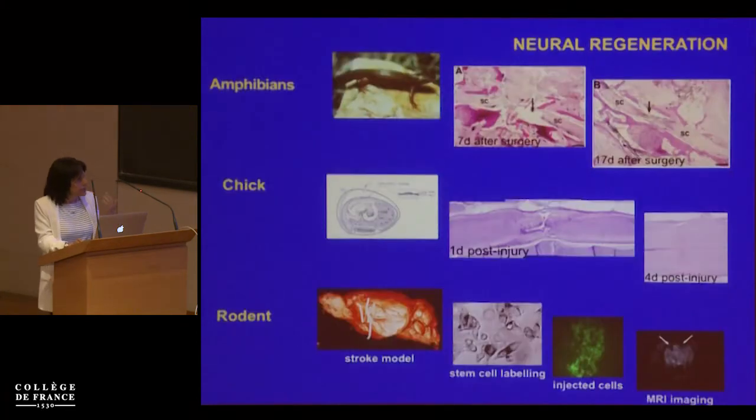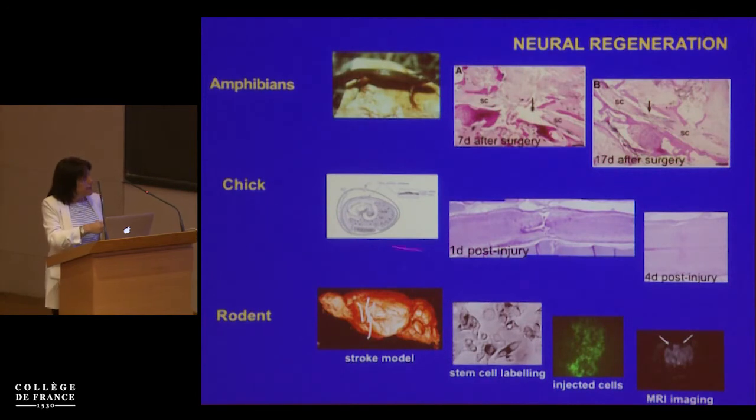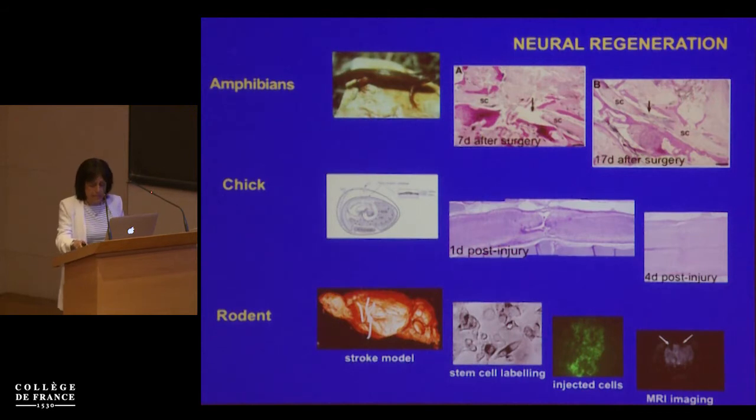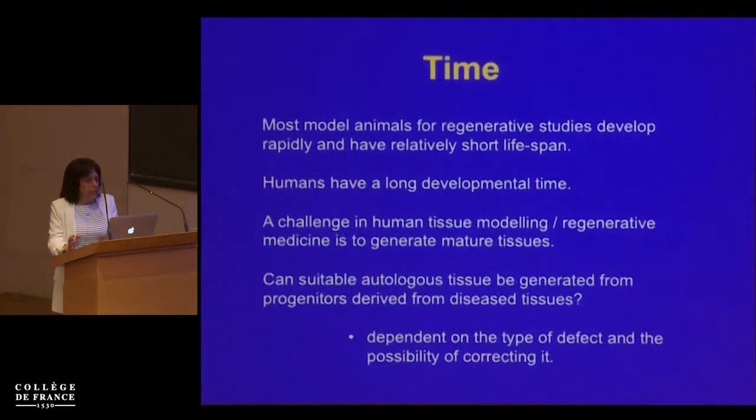When you look at neural regeneration, you go from amphibians, where you can have very significant regeneration of the spinal cord, either by sectioning the spinal cord or amputating the tail. Then there is the chick, and I'll talk a little bit about this model, but when you go to mammals, that is much more limited. Another general point I'd like to make on the issue of regeneration and development, and animal models versus the human, is time, the issue of time.